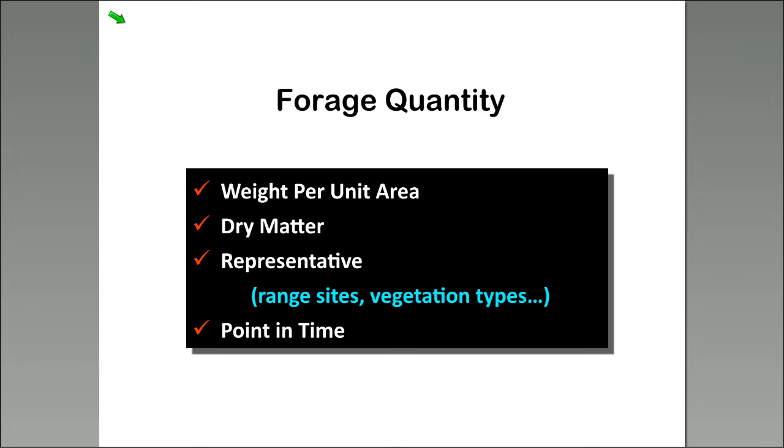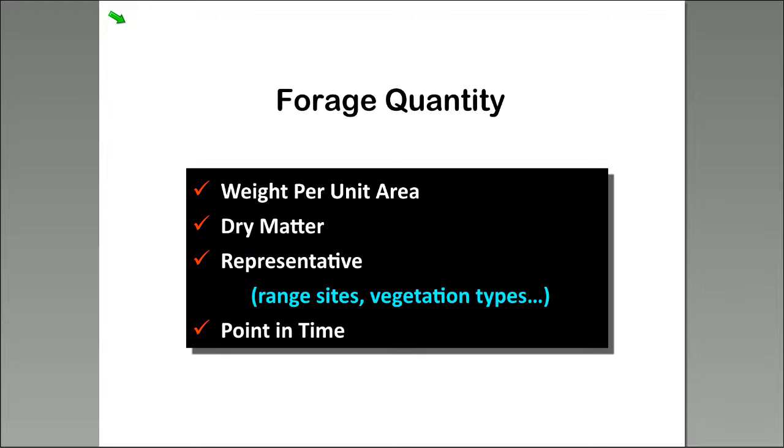It's going to be a weight per unit area. We typically measure that in dry matter. We need to be representative if we're going to go out and sample pasture or landscape. We need to incorporate the difference that we might have in the type of range sites, the vegetation types, topography, distance from water, that sort of thing.